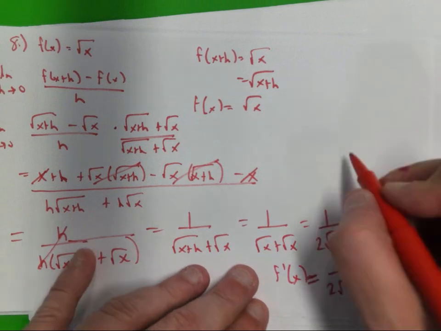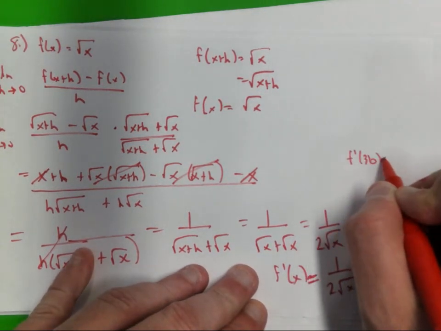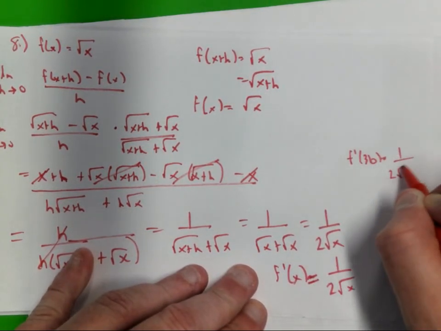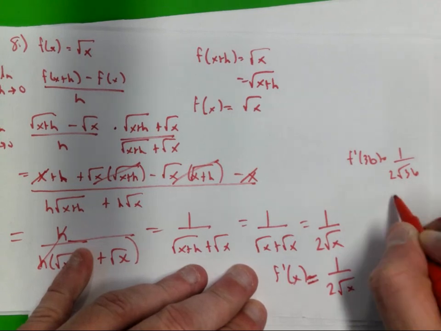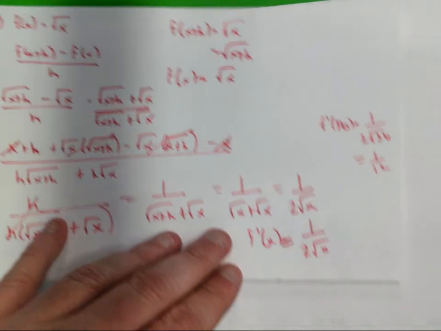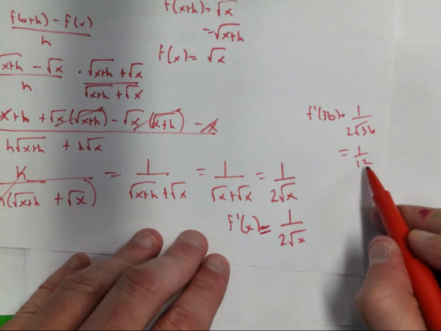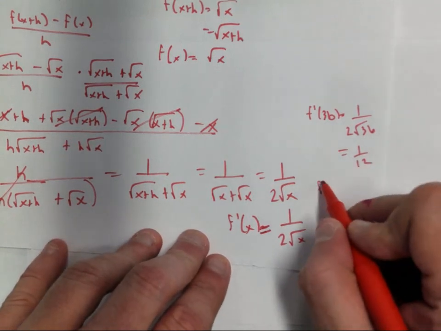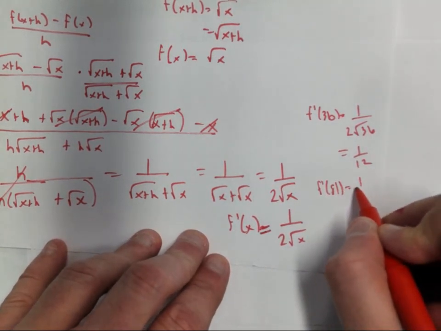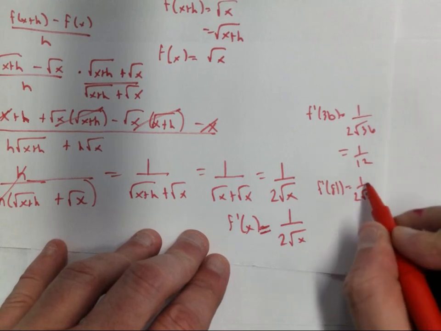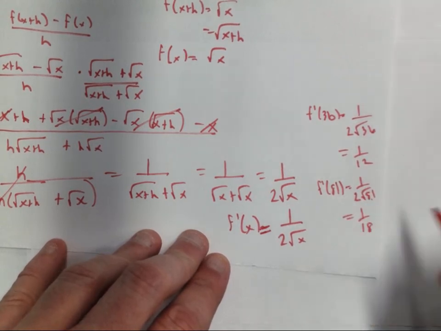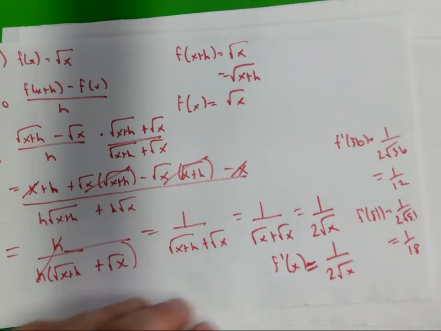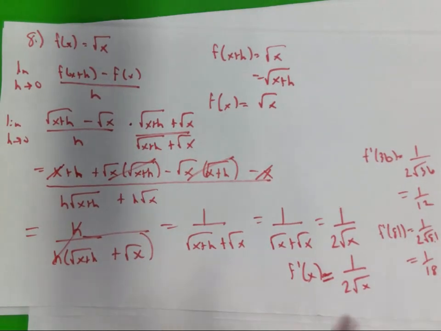Okay, I want to know what's going on. f prime of 36. So 1 over 2 square root of 36. That's 6 times 2, is 1/12. It's increasing. That's the slope of the tangent line at 36. Now f prime of 81. 1 over 2 square root of 81. That'd be 9. That'd be 1 over 18. It's also increasing. So that is my work from number 8 on your examples.